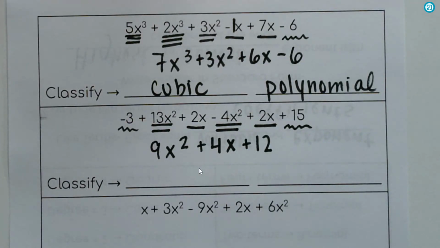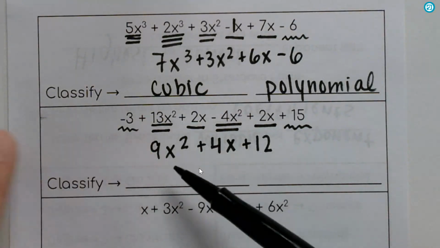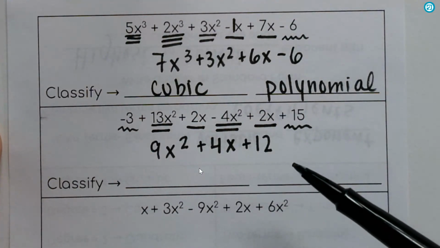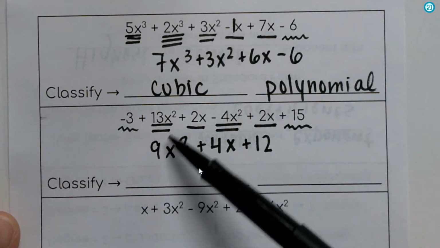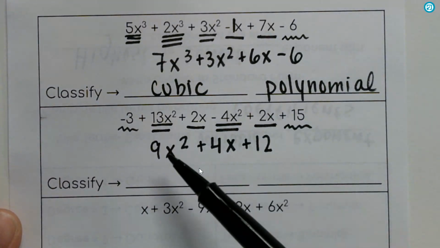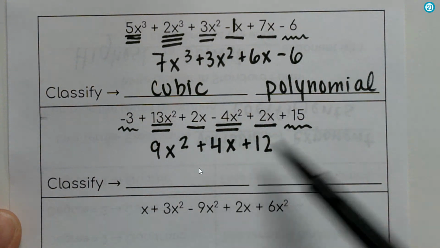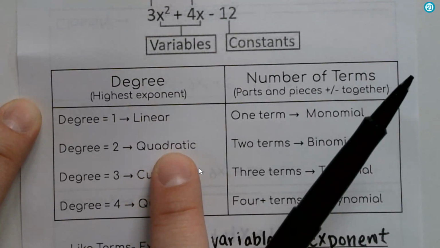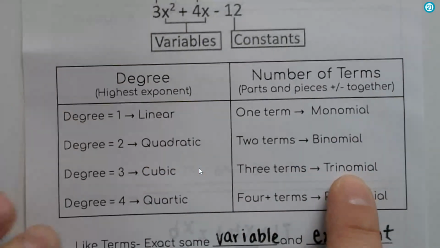All right, what is the highest exponent I have here? Somebody said it. Say it louder. 2. Okay. Highest exponent I have is 2. How many terms do I have? How many parts do I have? 3. 1, 2, 3. So a degree of 2, 3 terms. Use your notes until you get them memorized. This is a quadratic, because degree of 2 is quadratic, trinomial.